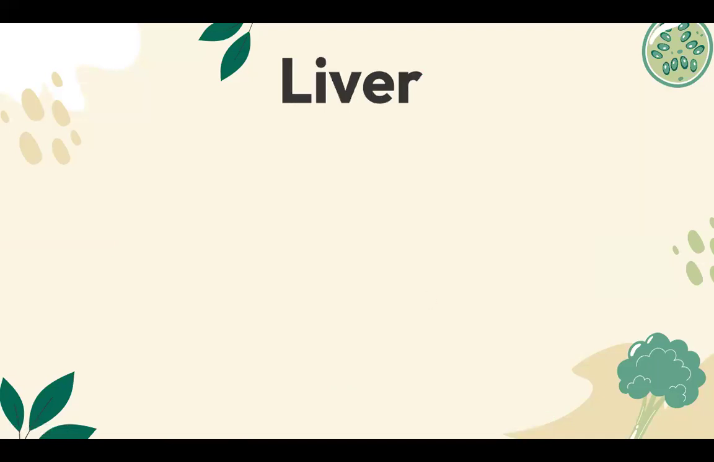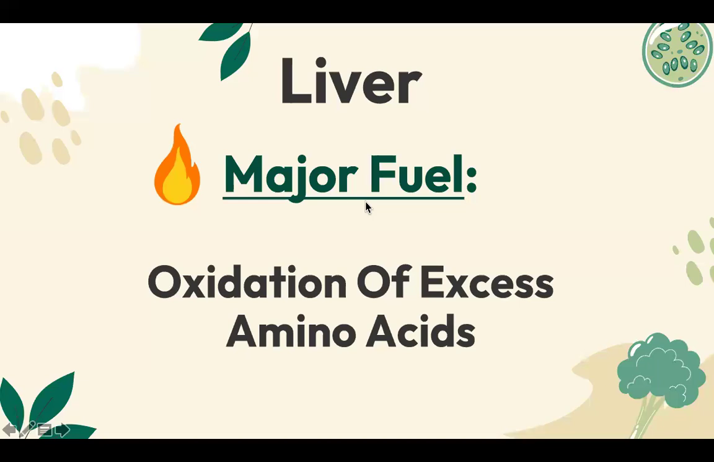Okay. Now, what happens in the liver? Could anyone tell me what the major energy source would be for the liver? Which one of the macronutrients: carbs, fats, protein? If you remember, in this phase we have high levels of glucose and high levels of insulin. Yes, it would be glucose, but one of the main energy sources would be oxidation of excess amino acids.